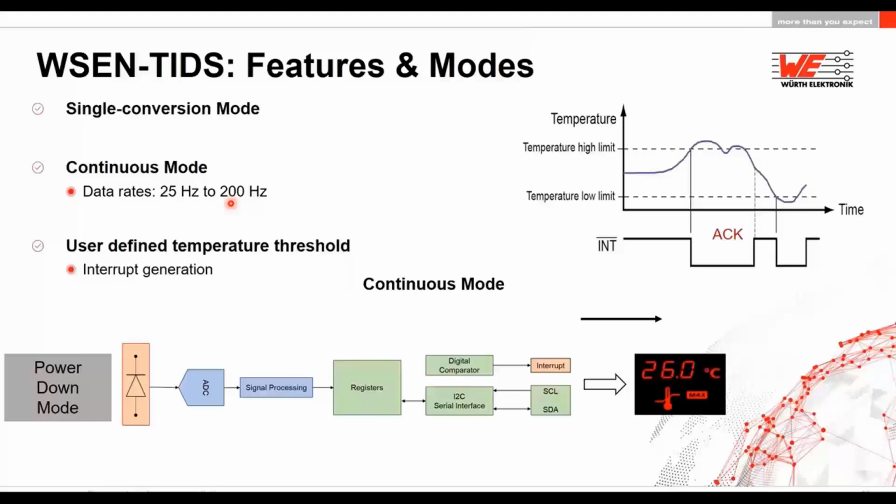Also, there are user-defined temperature thresholds that you can set from the user side that generate an interrupt. For example, when you set the temperature limit high and low, if the temperature goes above it, the interrupt goes low, so it's an active low interrupt, and the microcontroller side is notified that the temperature is high or low. Some steps should be taken, or the host controller has to notify the sensor that it acknowledges the alert, and then the alert goes again to active high. It waits then again for another event for the temperature high or low, and then again the interrupt is enabled.